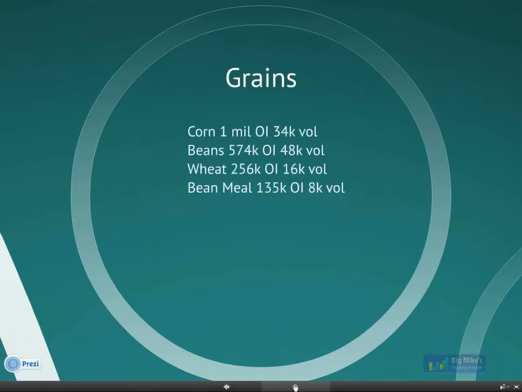Grains. Corn options at 1 million open interest, 34,000 volume per day. Beans, 574,000 open interest, 48,000 volume per day, a little bit higher ratio of volume to open interest on beans than is corn. Wheat, 256,000 open interest, 16,000 volume. Bean meal, 135,000 open interest, 8,000 volume.